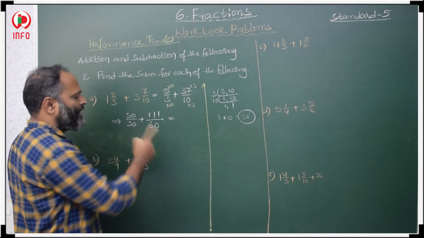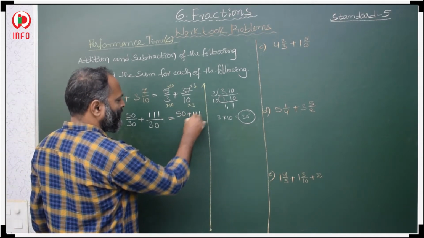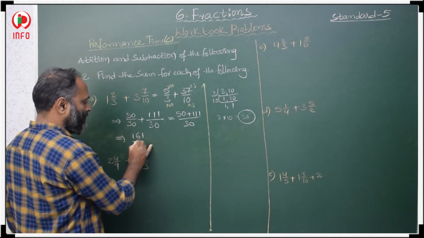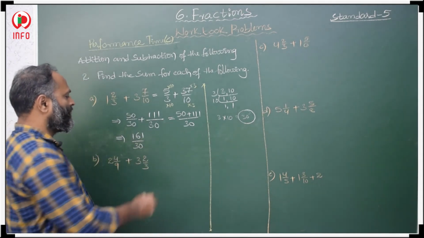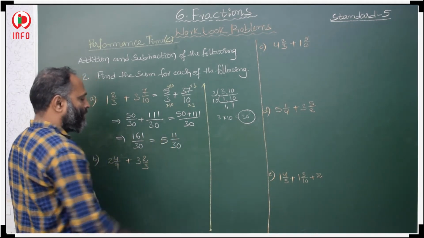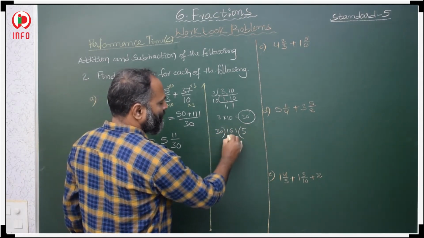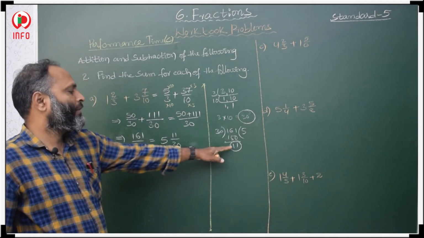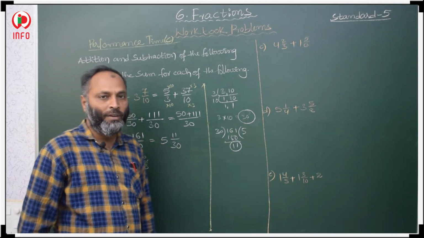Now these are like fractions, so the sum of the numerators: 50 plus 111 by 30, that is 161 by 30. Then how to convert this into mixed? 30 divided into 161: 5 times 30 is 150, 11 is left. So 5 11 by 30: quotient, remainder by divisor, 11 by 30.